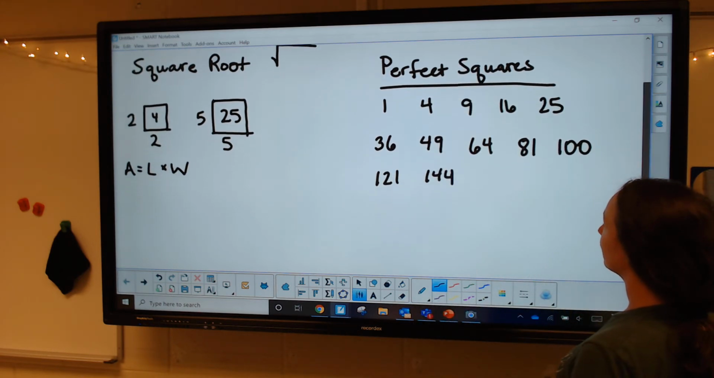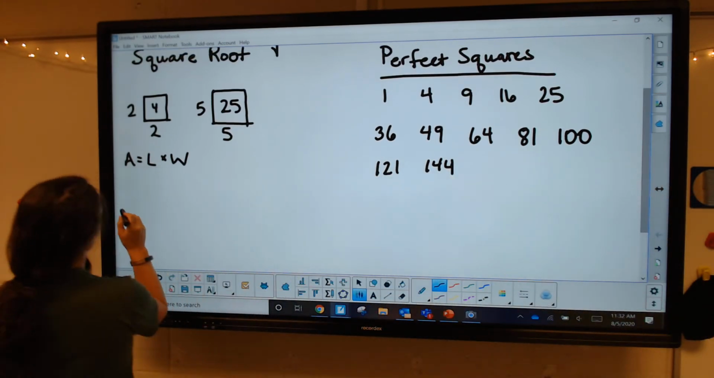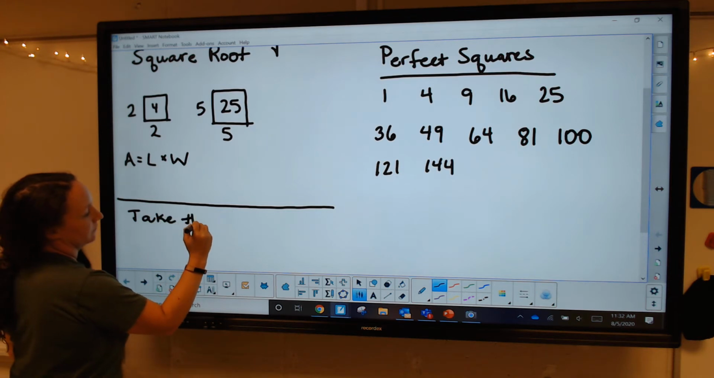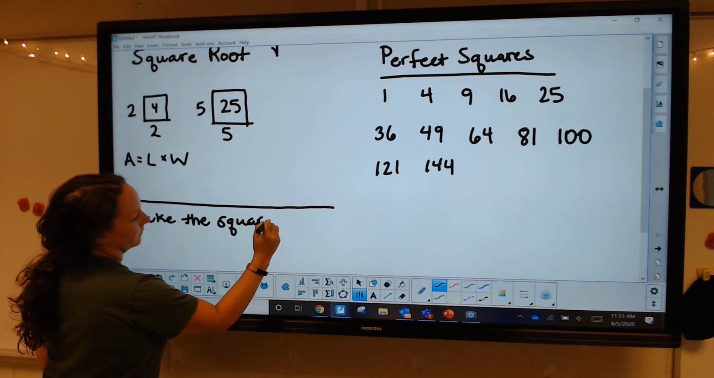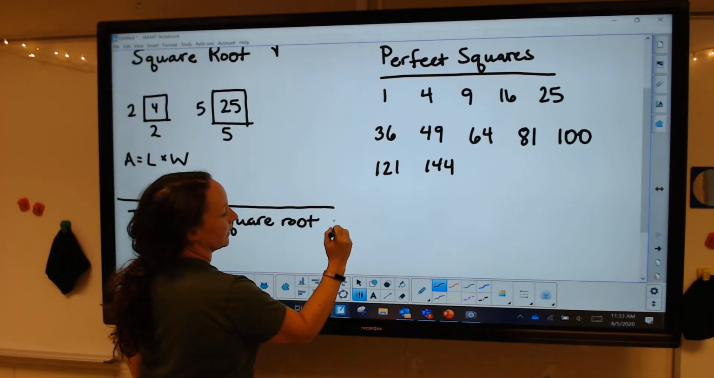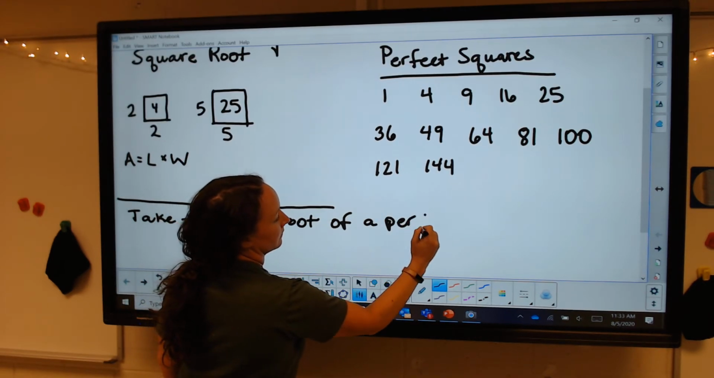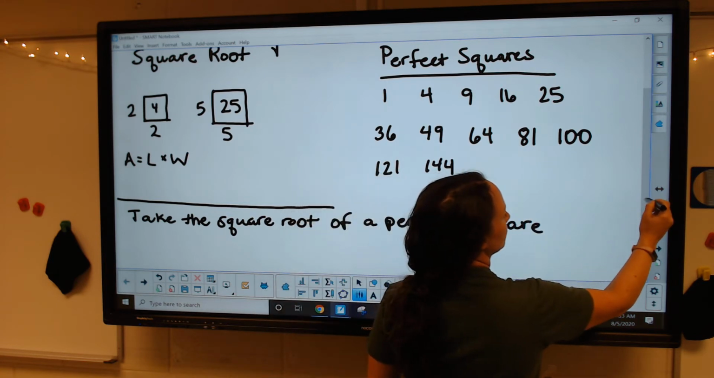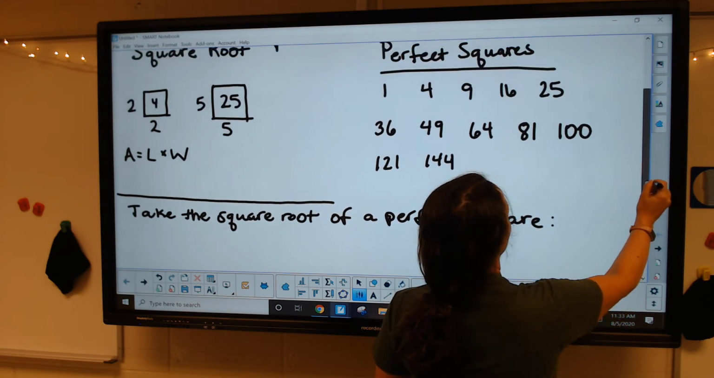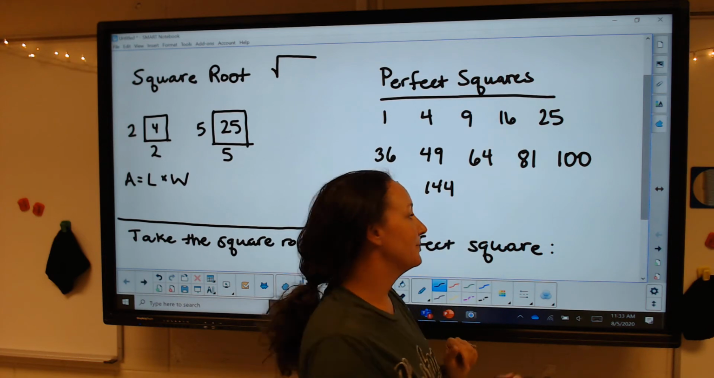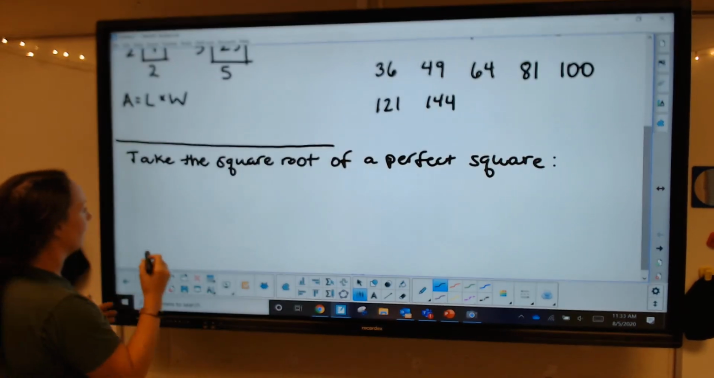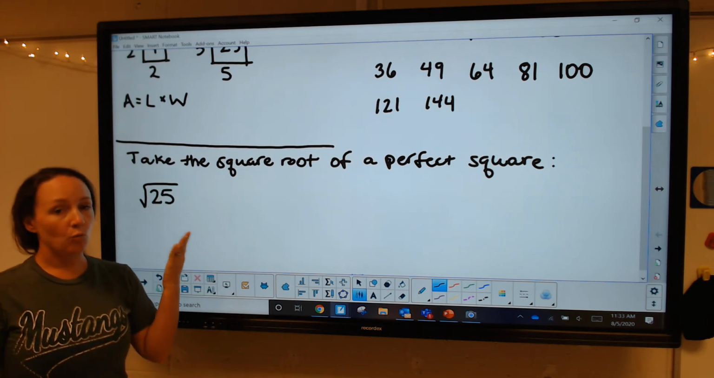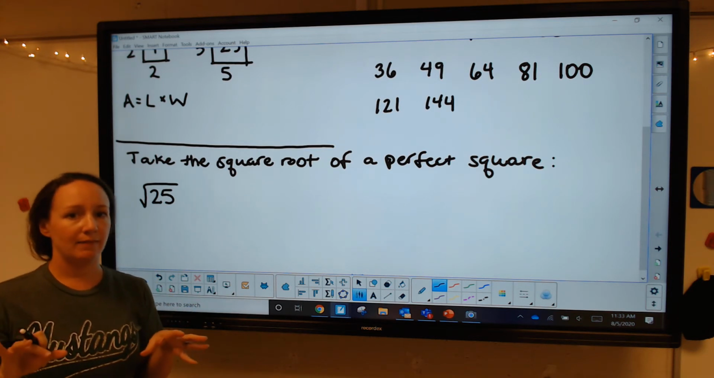So, looking at all these perfect squares, what this means is that when I take the square root of a perfect square, say like 25, basically what we're answering is the question: if I have a square with an area of 25, what would be the side length? So I'll show you two different methods for simplifying a square root.